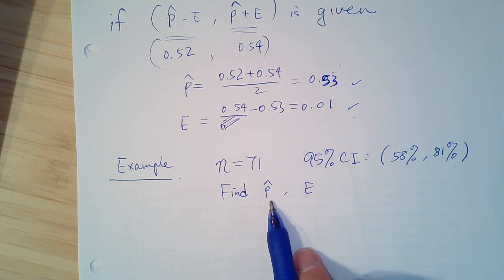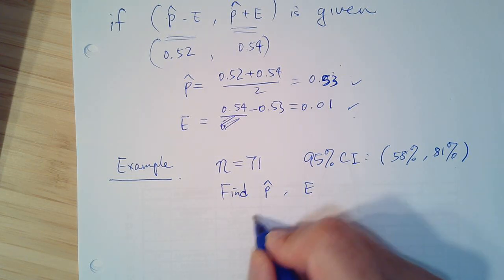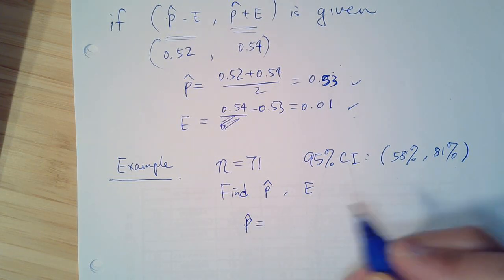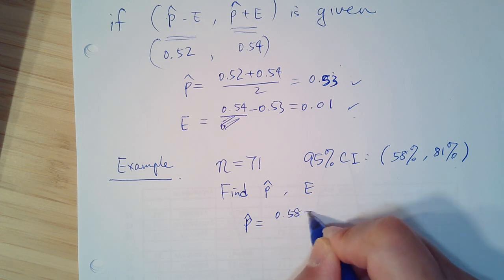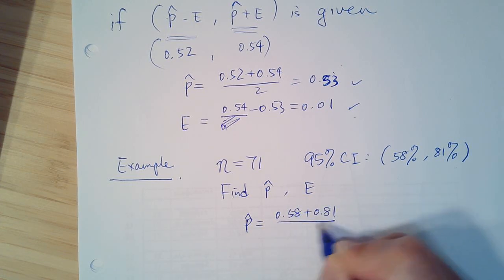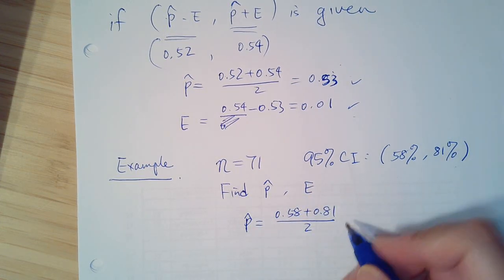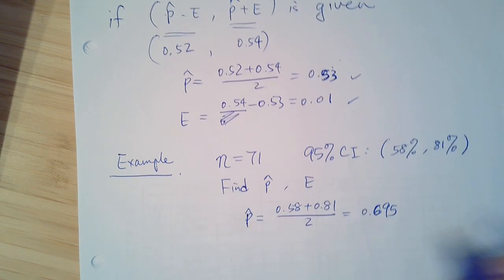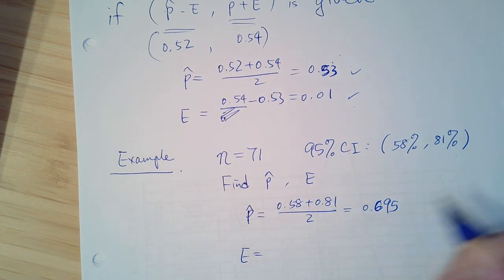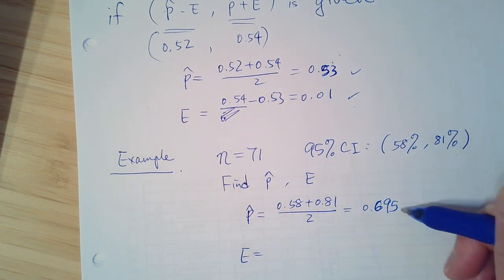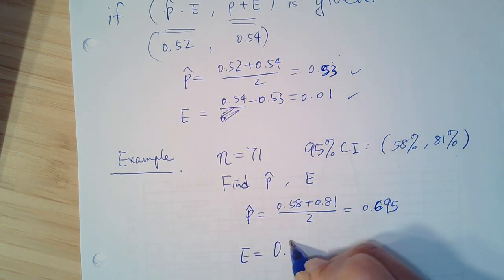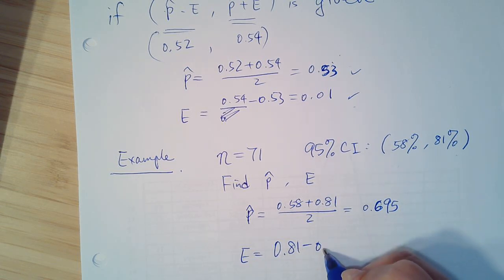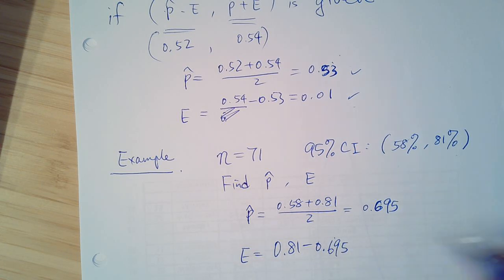Can you find the P hat? Yeah, the P hat will be 0.58 plus 0.81, just add them up, divided by 2. You find the number right in the middle, which is 0.695. And the E will be just, you can use the upper limit minus this P hat. So it's 0.81 minus 0.695, which is 0.115.